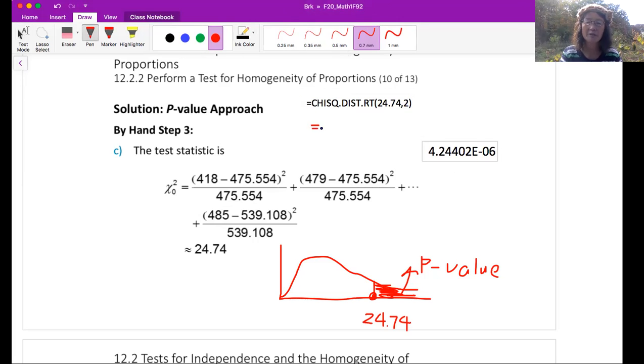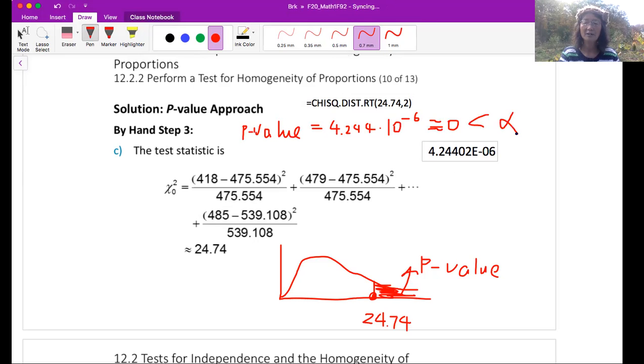This p-value is a very small number. It is 4.244 times 10 raised to the power of -6. This number is almost 0, roughly equal to 0. And this p-value is obviously smaller than alpha. So we reject H0 in favor of H1. So our final conclusion is at least one proportion is different from the others.